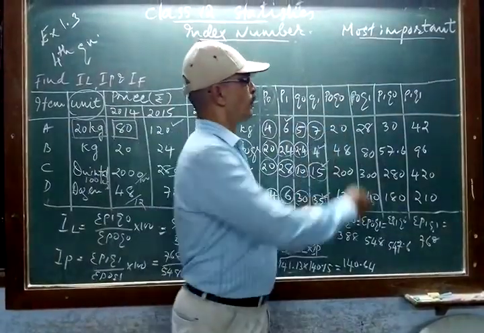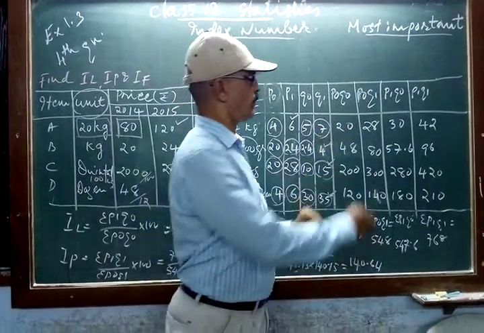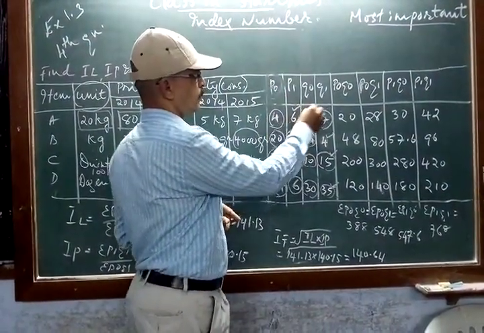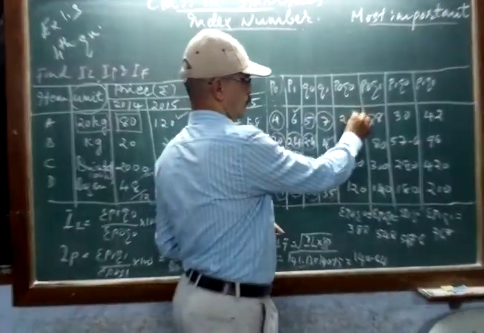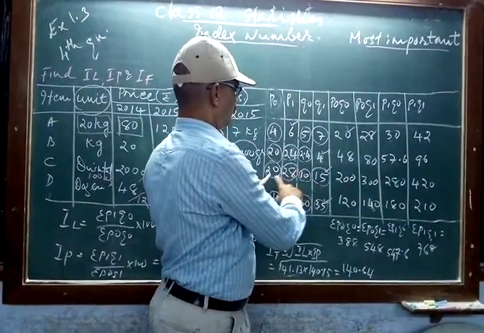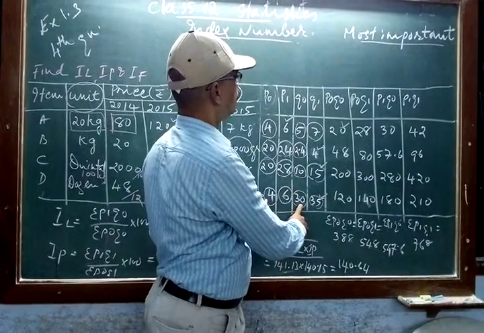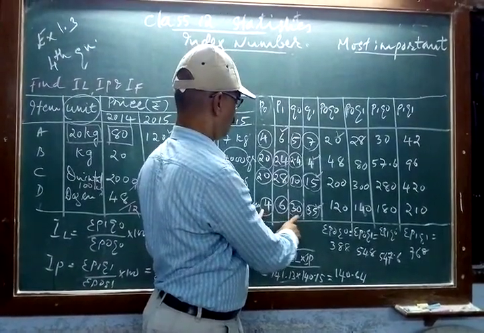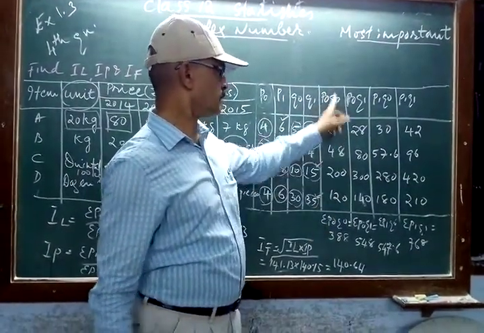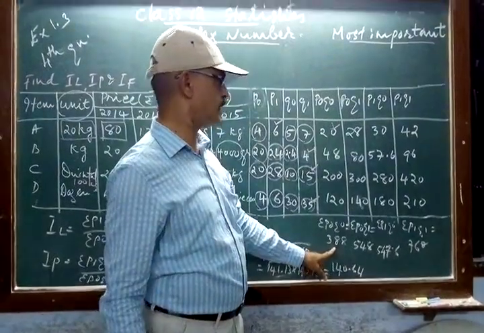Now we will find the other required calculations. P0Q0 is P0 into Q0: 4 into 5, it is 20. Then 20 into 2.4, 48. 20 into 10, 200. 4 into 30, it is 120. Then obtain the summation, sigma P0Q0, which is equal to 388.